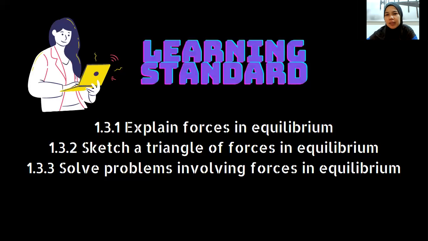It is actually similar to our resultant force, but there is a small difference. The difference for sure, we're going to investigate later. We're going to identify what the differences are between the resultant force and force in equilibrium.